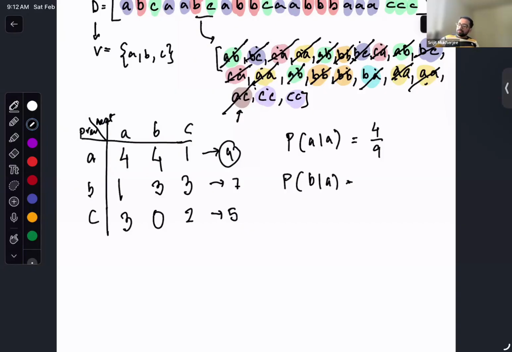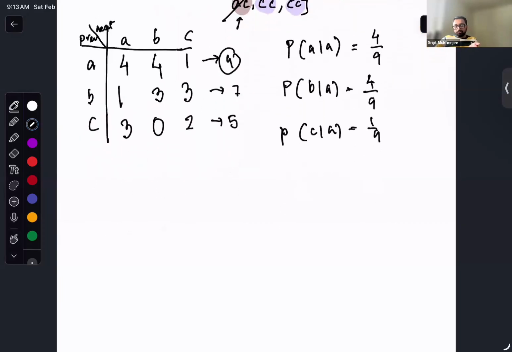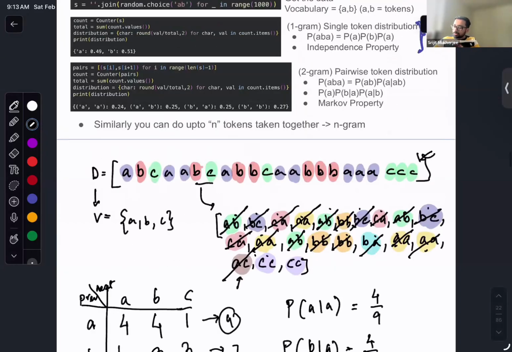Similarly, here will be 4 by 9. And probability of C given A will be 1 by 9. It's not 1 by 21, 4 by 29, and 4 by 21. So this gives you a token distribution. Therefore, probability of A given A, B given A, and C given A gives you a token distribution. Exactly the same language model.